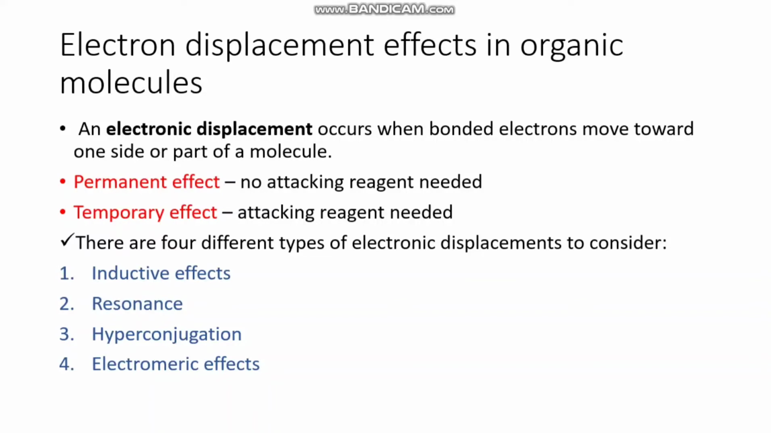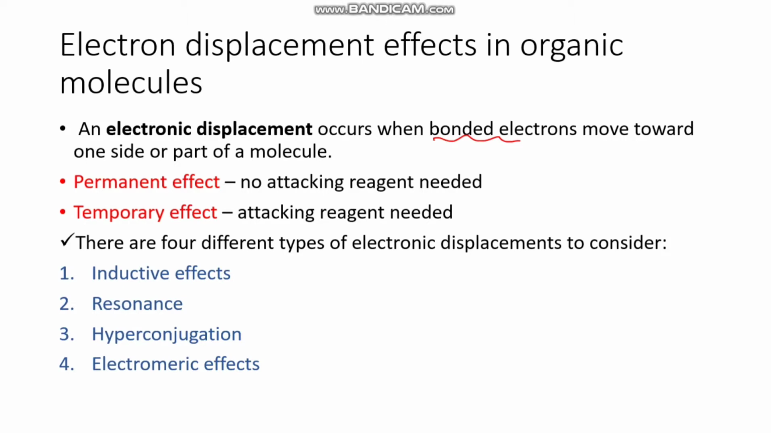In the last class, we discussed up to free radicals. Now we are going to discuss electron displacement effects in organic molecules. So first, let's see what electron displacement is. Electron displacement is nothing but the displacement of electrons through bonded electrons or through bonds. That is known as electron displacement.